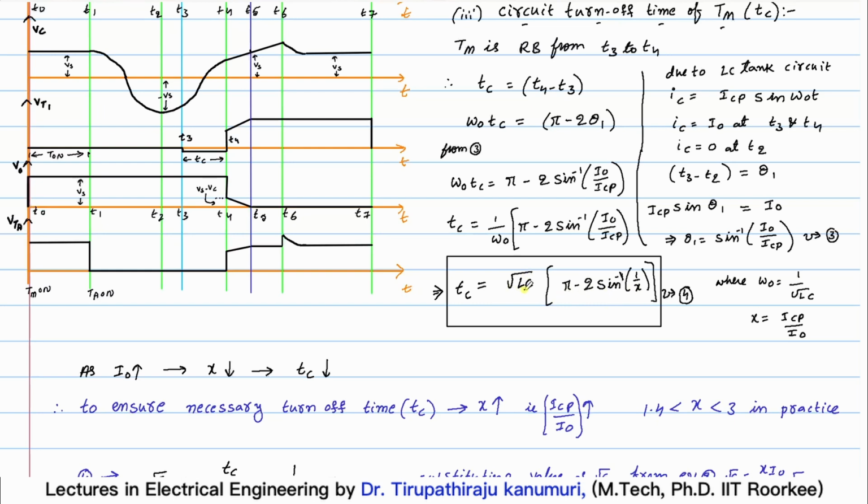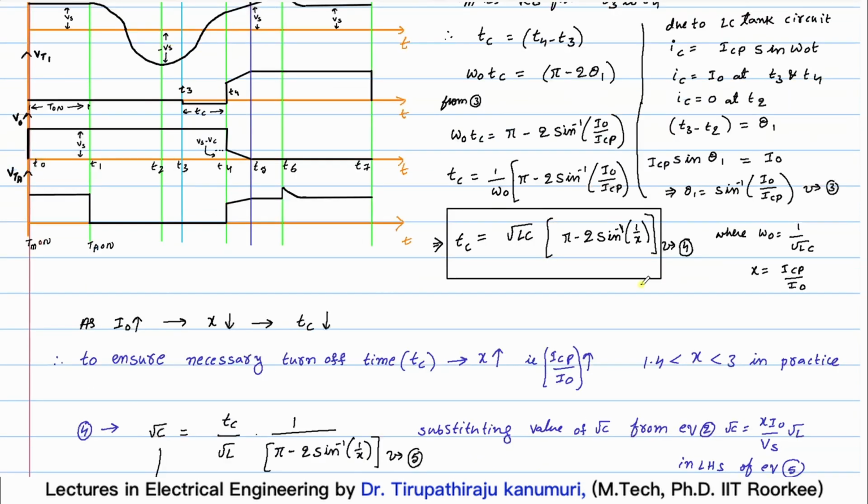So here again you have to remember, till now we have not calculated what will be the value of L and what will be the value of C. So in this equation also we don't know the value of L and C. And x we have already discussed in the last section. It should vary from 1.4 to 3, that will be mentioned in the numerical.